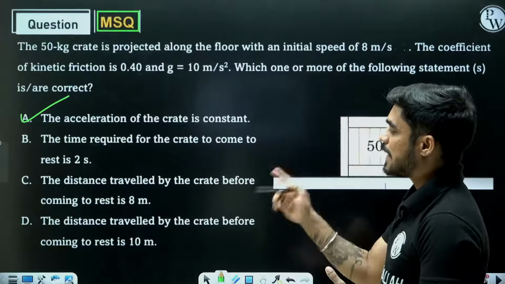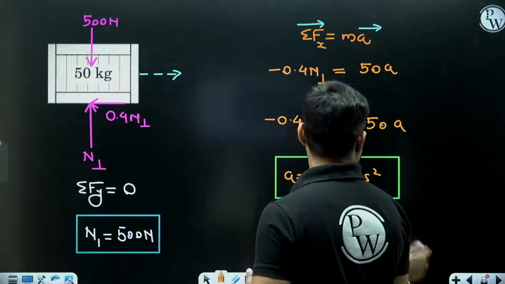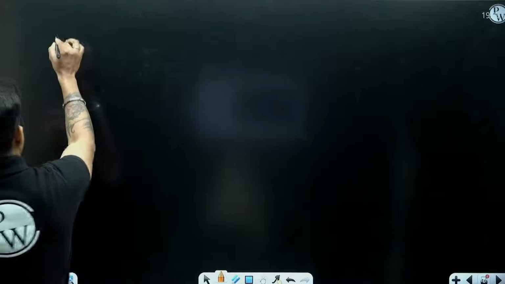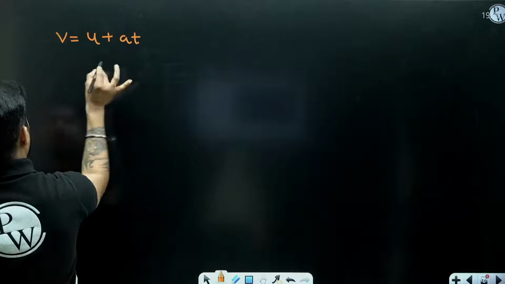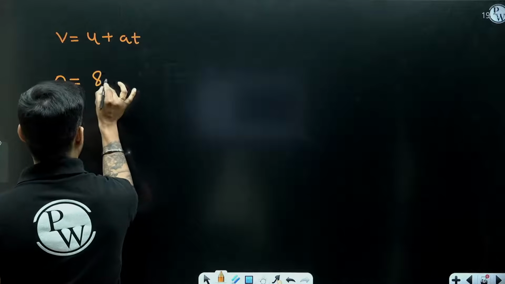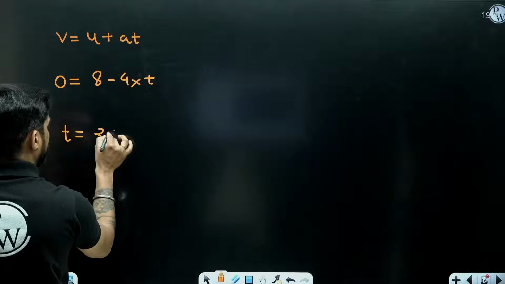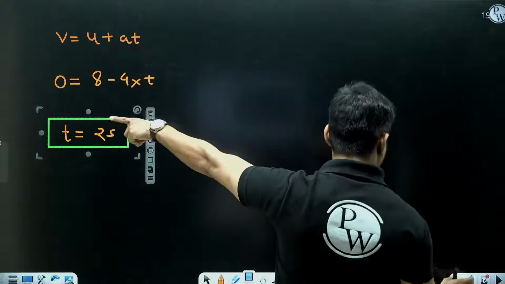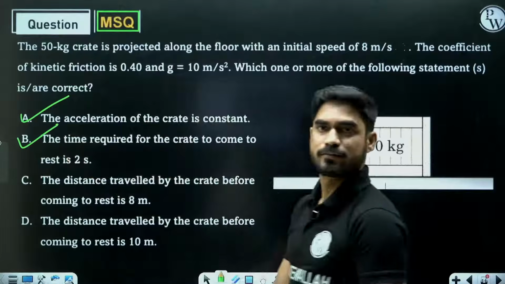Second statement: time required for the crate to come to rest is 2 seconds. So how will you find the time required for the crate to come to rest? We can use this equation, v equals u plus at. Time required to come to rest means final velocity is 0. Initial velocity is 8 meter per second. Acceleration is minus 4. So from here t is 2 seconds. Means time required for the velocity to become 0 is 2 seconds. So this statement is also correct.